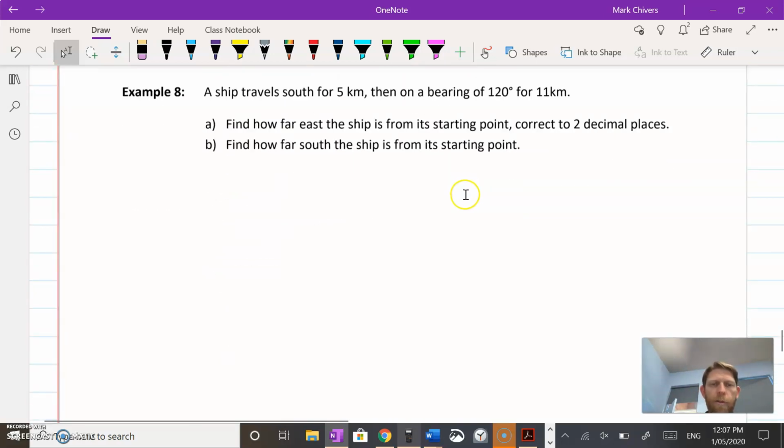Okay, our final example for this question: a ship travels south for 5 kilometres, and then on a bearing of 120 degrees for 11 kilometres. So we've got 5 kilometres south, and then on a bearing of 120 degrees. Now 120 degrees is going to be, where are we? So that's 90, so it's going to be sort of down here somewhere.